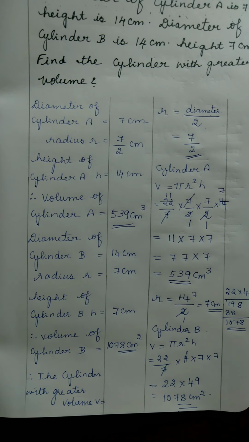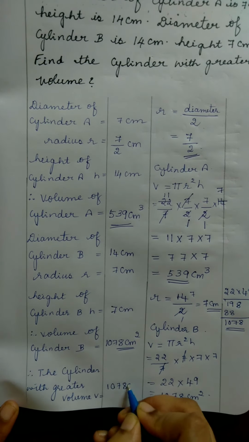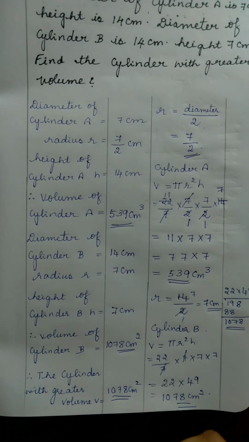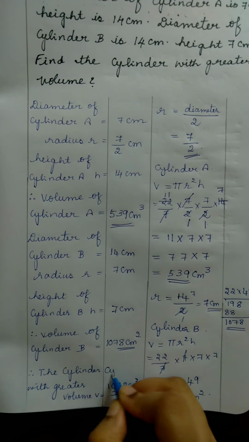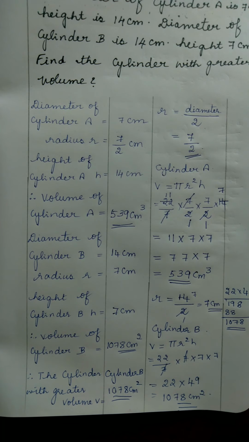Now, compare the values of the volume of cylinder A and the volume of cylinder B. Therefore, the cylinder with greater volume is the one with 1078 centimeter cube, that is the volume of cylinder B. Therefore, cylinder B has a greater volume of 1078 centimeter cube when compared to the volume of cylinder A, which is equal to 539 centimeter cube.